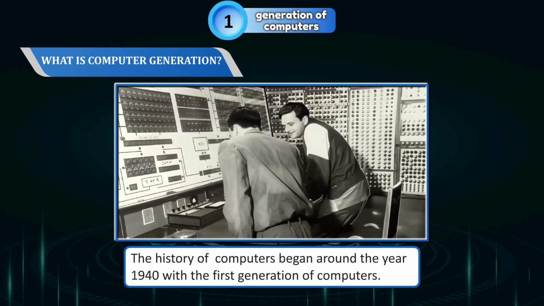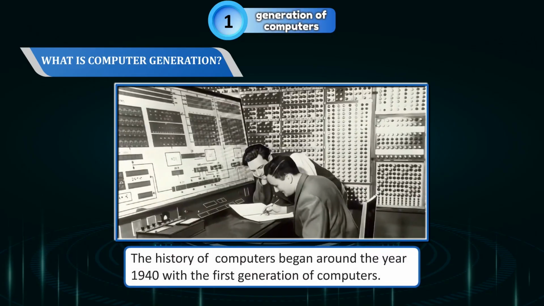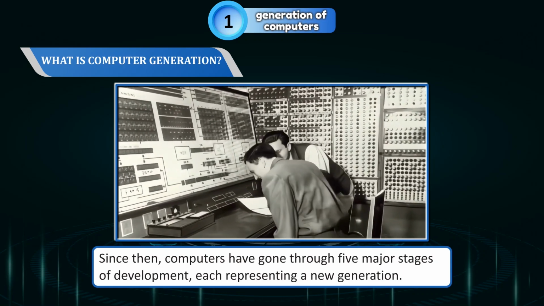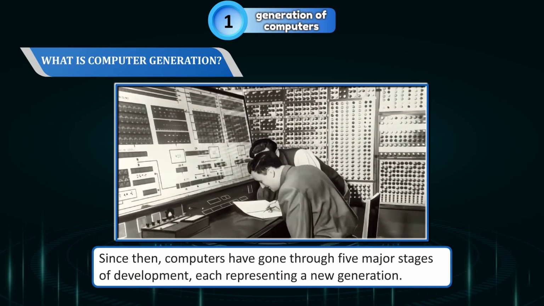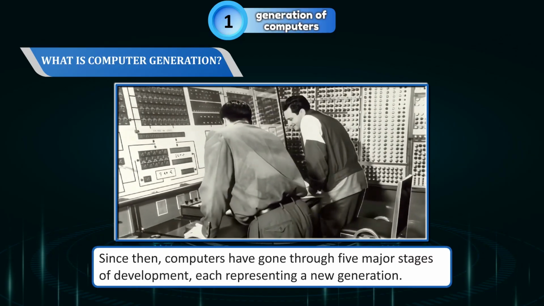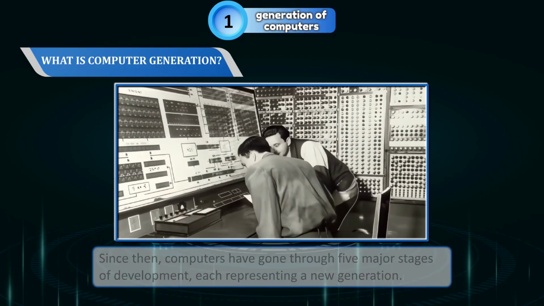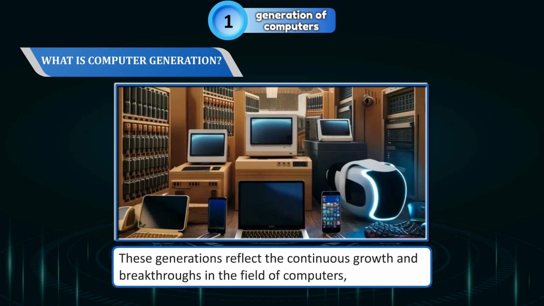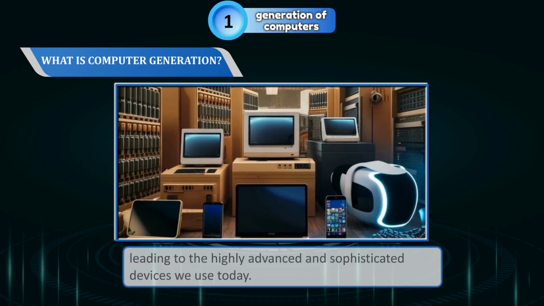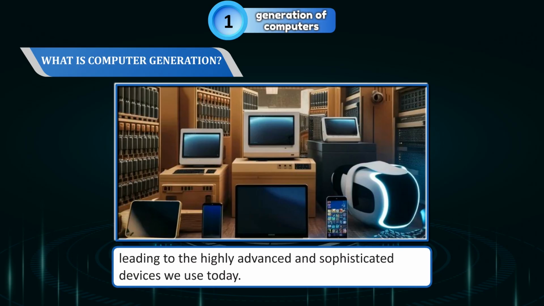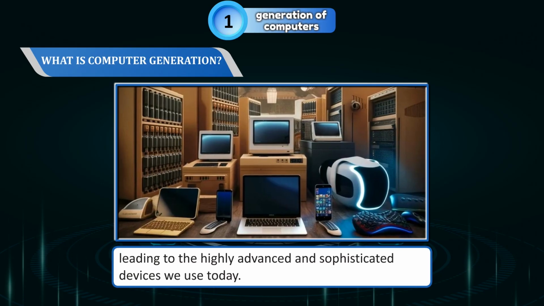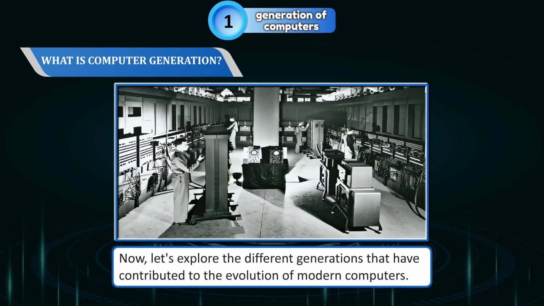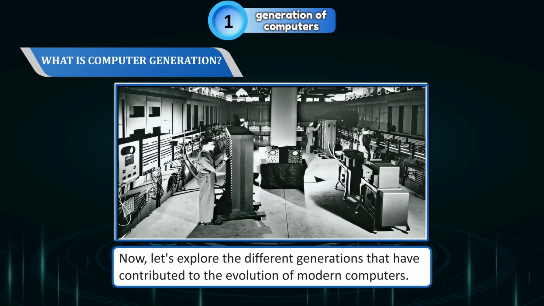The history of computers began around the year 1940 with the first generation of computers. Since then, computers have gone through 5 major stages of development, each representing a new generation. These generations reflect the continuous growth and breakthroughs in the field of computers, leading to the highly advanced and sophisticated devices we use today. Now, let's explore the different generations that have contributed to the evolution of modern computers.